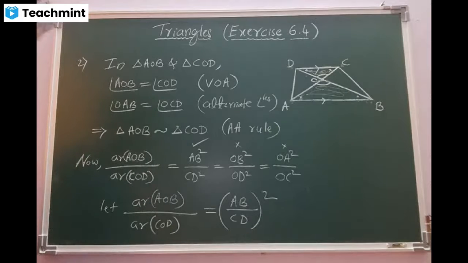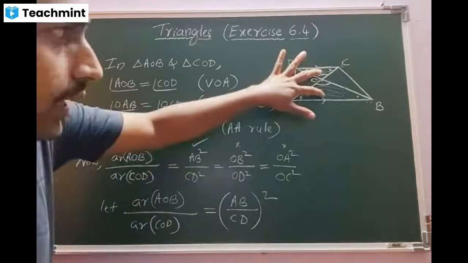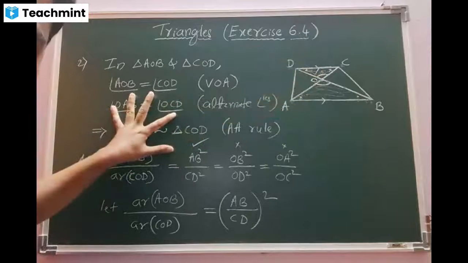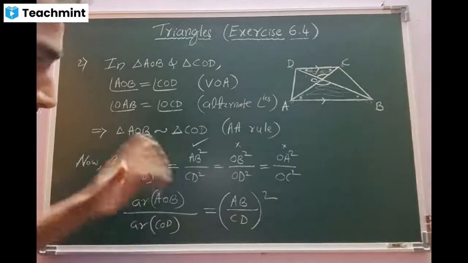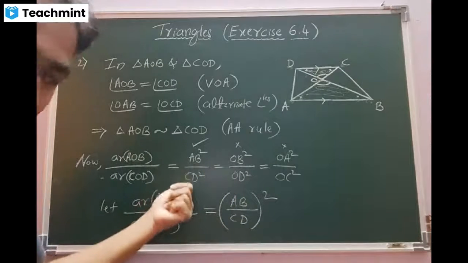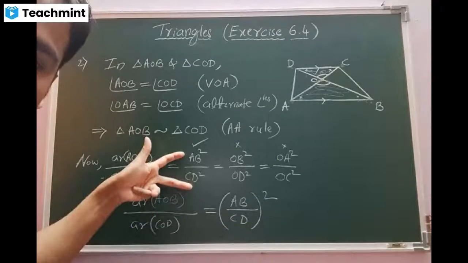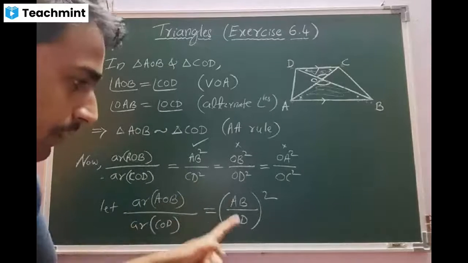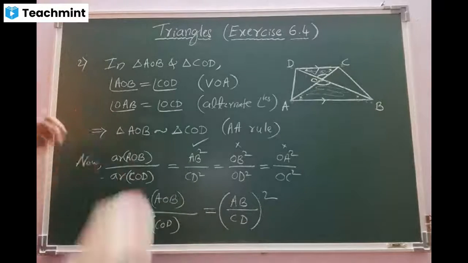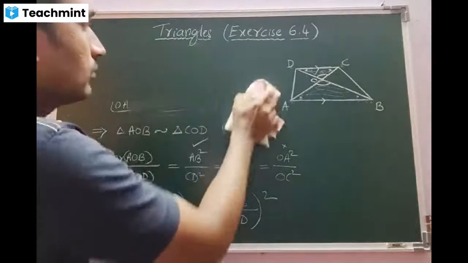What have you done? Taken the two triangles, proved the similarity, applied the particular concept which we have studied yesterday. Out of three ratios, I am taking the first one. The reason: they have given the relation between AB and CD. Applied the laws of exponents, AB by CD the whole square I have written. Correct, beta? Yes, sir.